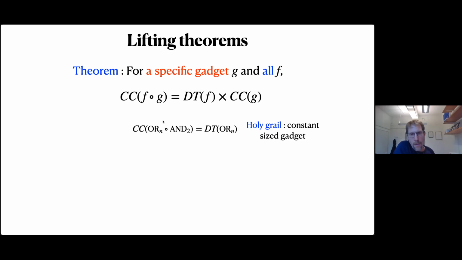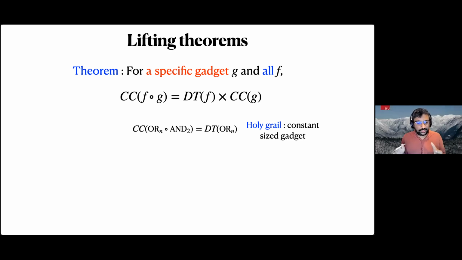So far I did not define the models of communication and decision tree. Lifting theorems are proven in various models like deterministic, randomized, etc. In general, the holy grail is to prove a lifting theorem in either the deterministic or randomized setting where the gadget is of constant size.